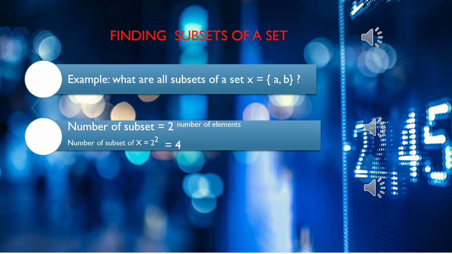If a set X has these elements A and B, how can we find the number of its subsets? Number of subsets is equal to 2 raised to power number of elements. We can see that it has two elements A and B. So 2 raised to power 2 is equal to 4. So this set has 4 subsets.